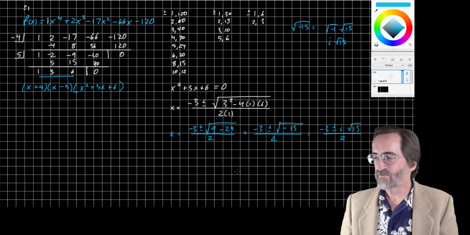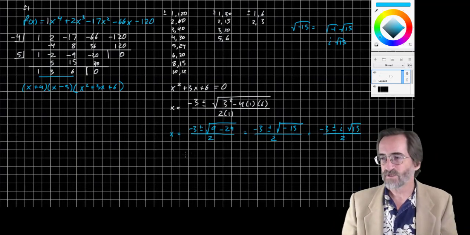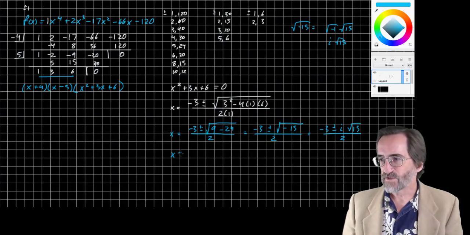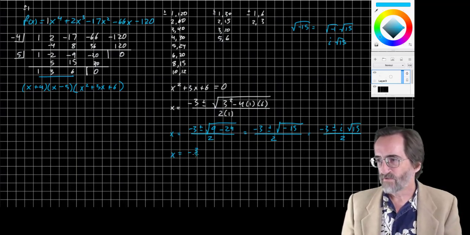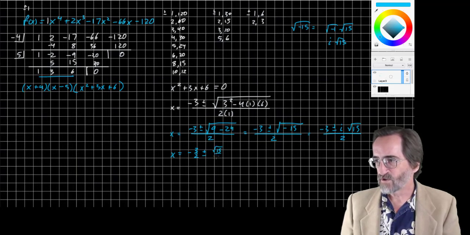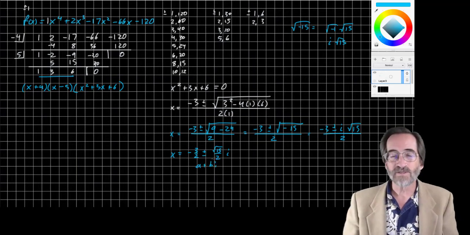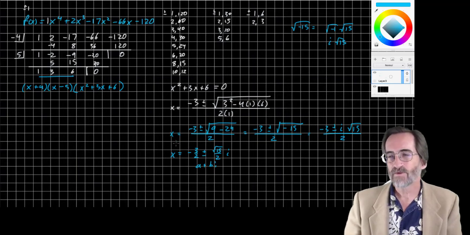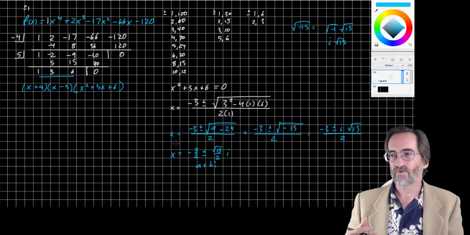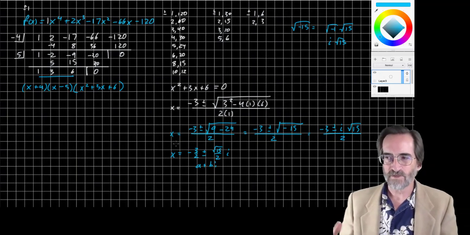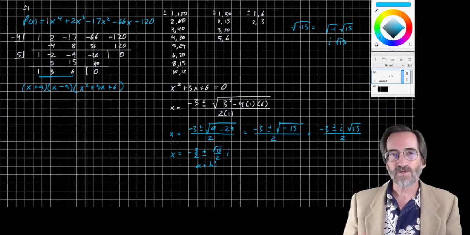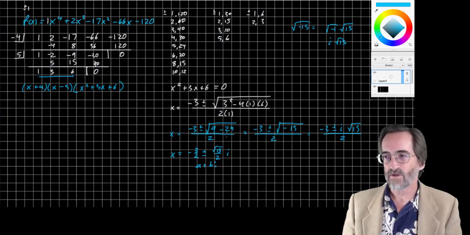Now that's not typically the way we express complex numbers. We express complex numbers this way: negative 3 halves plus or minus root 15 over 2 i. Remember, in the form a plus bi. Now remember, this represents two solutions. And this is one of the big ideas of this lesson. Complex roots always come in pairs. The complex number and its conjugate.